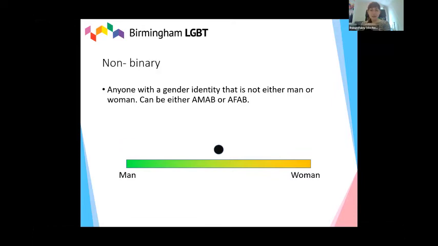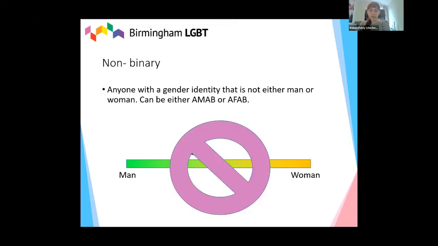In addition to these, though, we also have non-binary people. Binary here refers to the binary of man or woman. So to be non-binary is to exist outside of these categories. This could be someone, as represented here, who sits in the middle of the spectrum between man and woman. It might be someone who moves along the spectrum over a period of time. Or it might be someone who does not identify with gender at all.